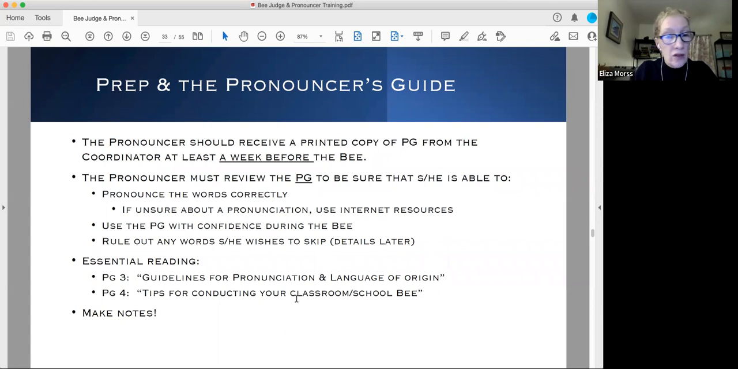Essential reading, you can't just do this the night before, maybe you could, but it is really important in the pronouncer guide. Page 3, guidelines for pronunciation and language of origin, and page 4, tips for conducting your classroom school bee. Make notes. If you're a pronouncer, draw all over your pronouncer guide. Anything that is useful, it is your tool to use, and you should have it help you.